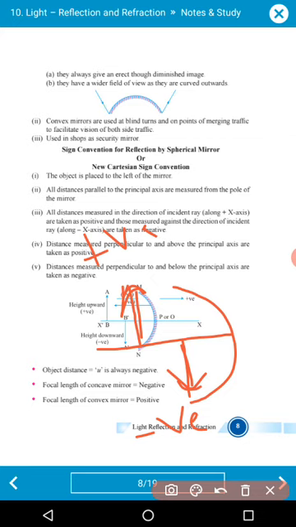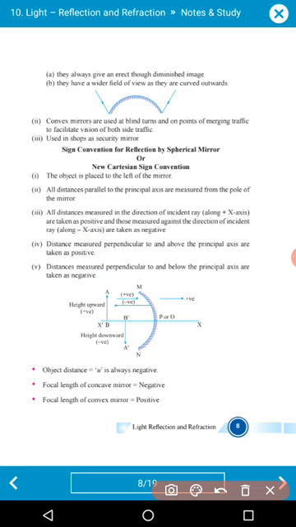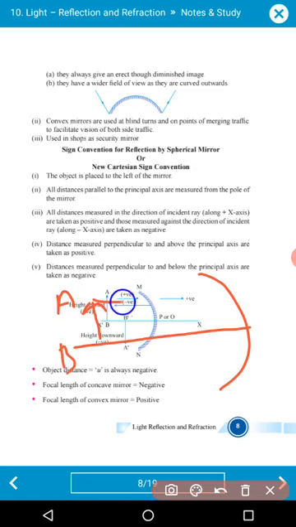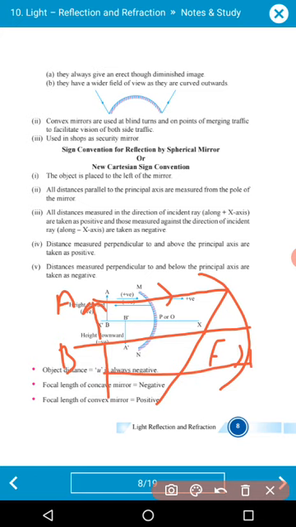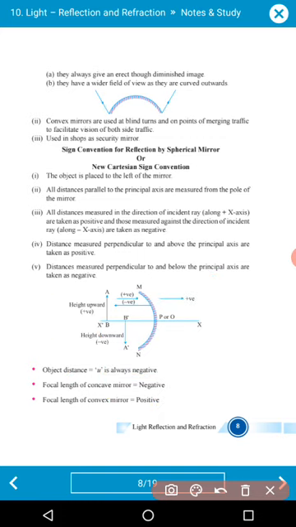Now suppose we have one case. I am putting my object AB over here. In the reflection process, the ray passes through the principal focus. Now the distance from the object to the pole is called u. So u is called the object distance. Let me explain more clearly.